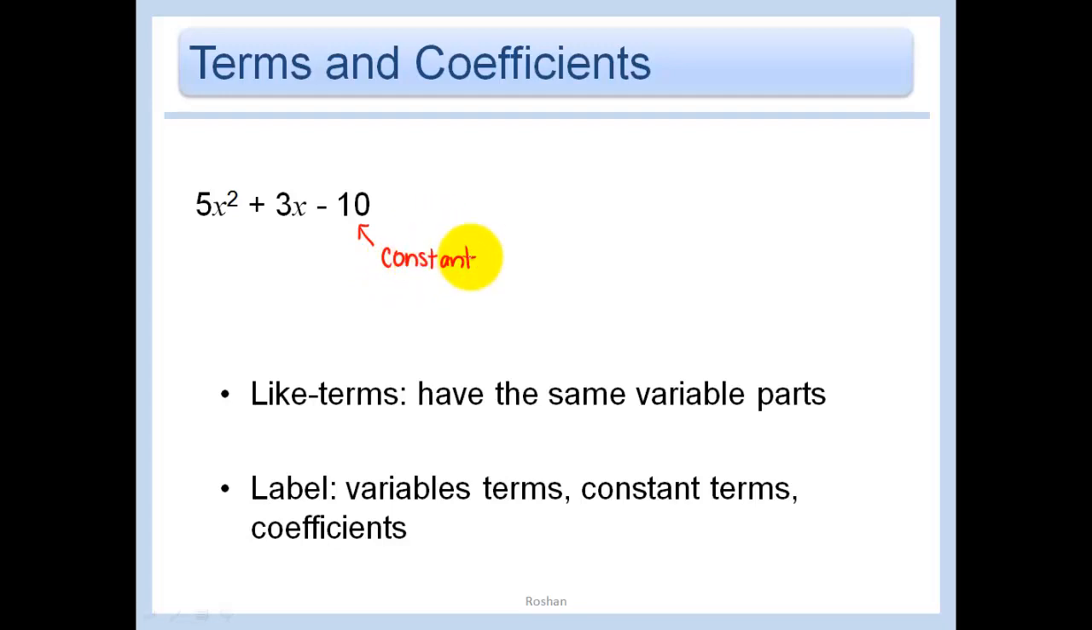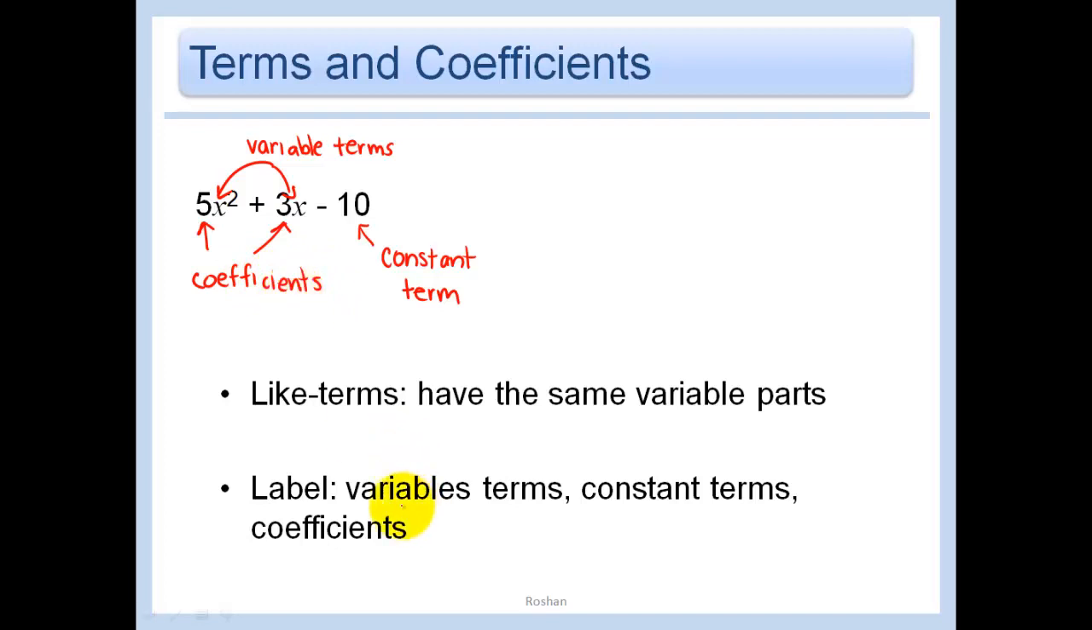Okay, because it doesn't have a variable part. These two have variable parts, so they are just variable terms. Let me just write that. All right. And then what else do we need? We have the coefficients of each variable term. So the coefficient of the x squared term is 5, and the coefficient of the x term is 3. So those are both called coefficients. It's what is in front of our variable term.